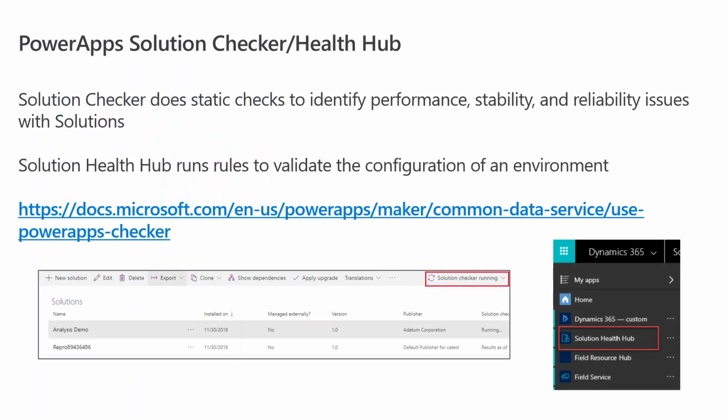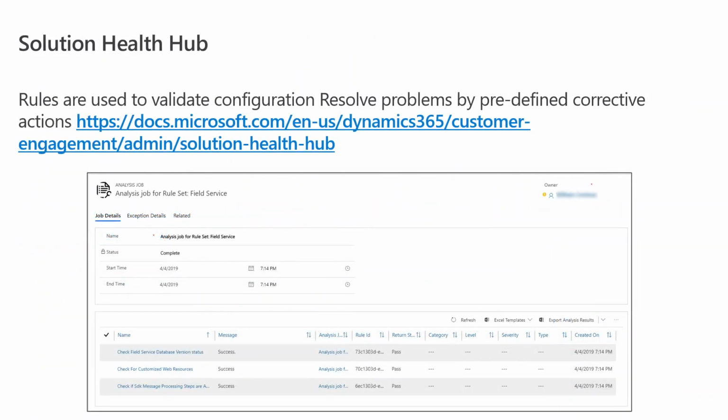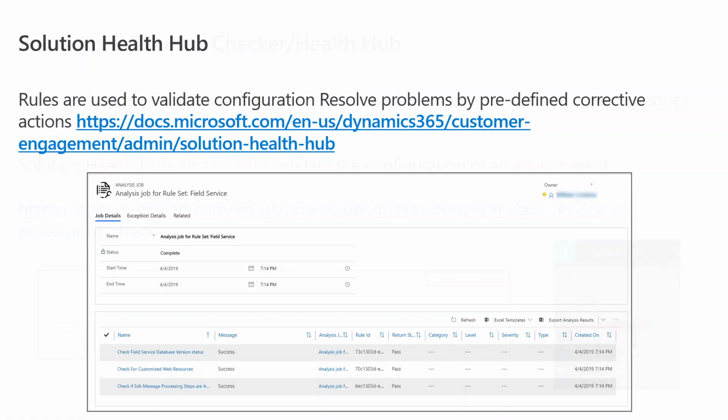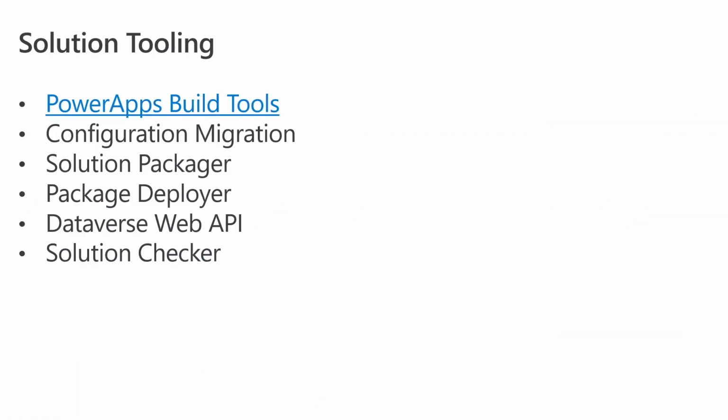There is a solution checker that will check to make sure that things are okay inside the solution. Are all the dependencies there? Are all the connections there? All of that stuff. Performance, stability, reliability issues with solutions. Click on that link to read more about that. Solution Health Hub: validate configuration, resolve problems by taking pre-corrective action. Have a look at that as well. So these tools here, Google each of these and have a look at them.